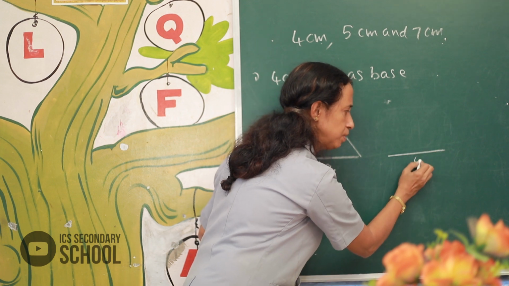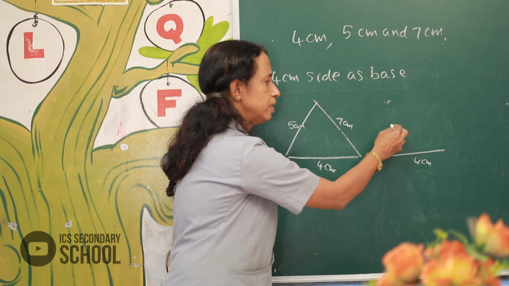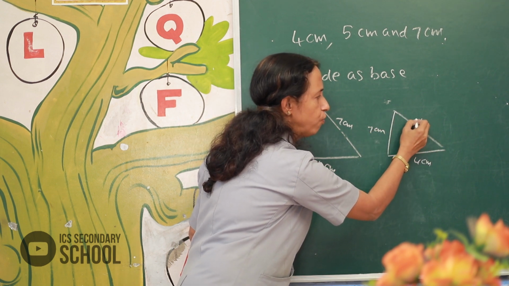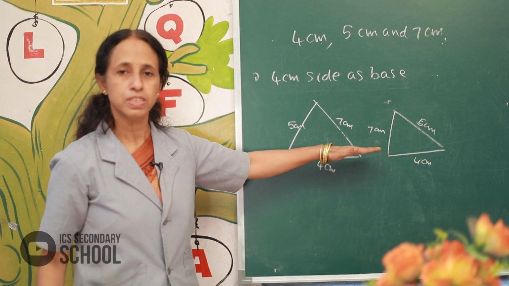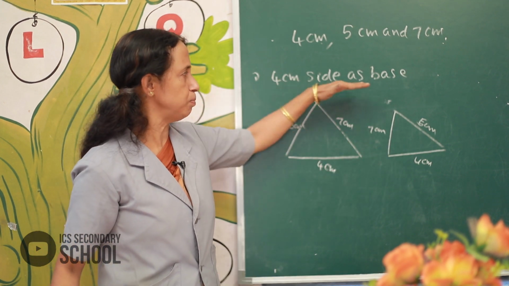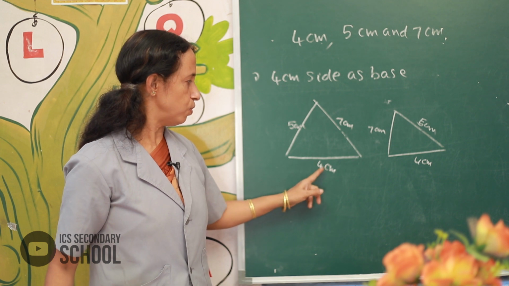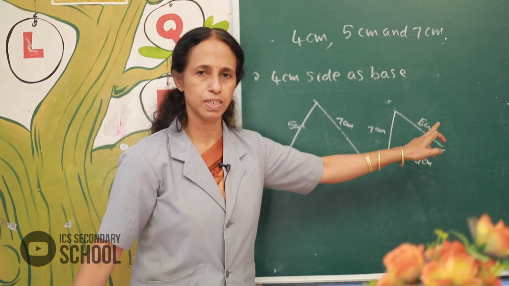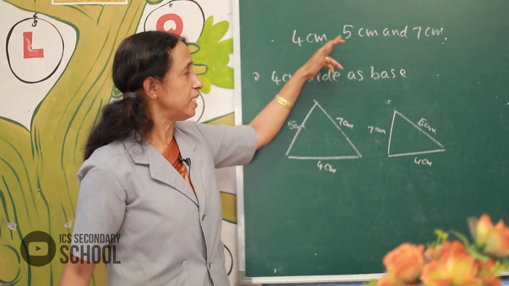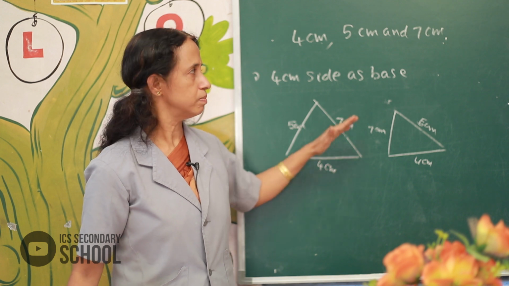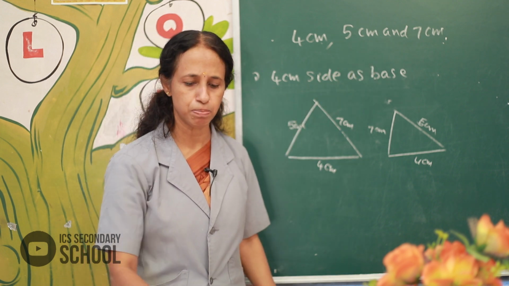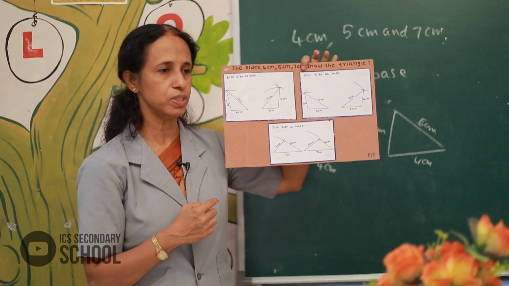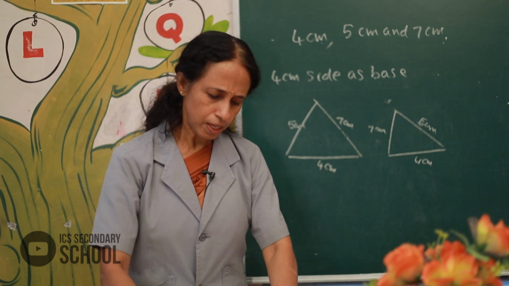Next, the base is the same, 4 cm. This side is 7 cm and here 5 cm. So we can draw this in 2 ways with the 4 cm side as base. Similarly, we can draw with the 5 cm side as base and the 7 cm side as base. We can draw these triangles in 6 ways.